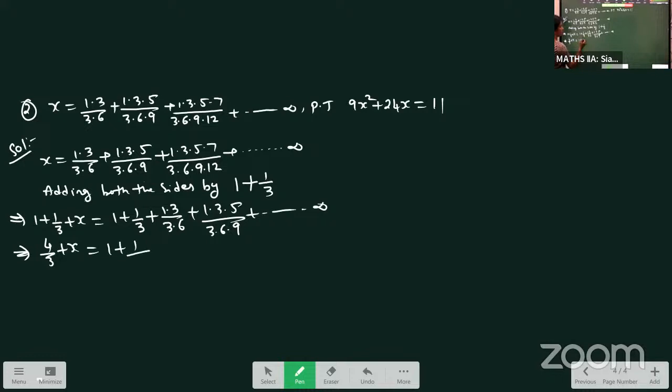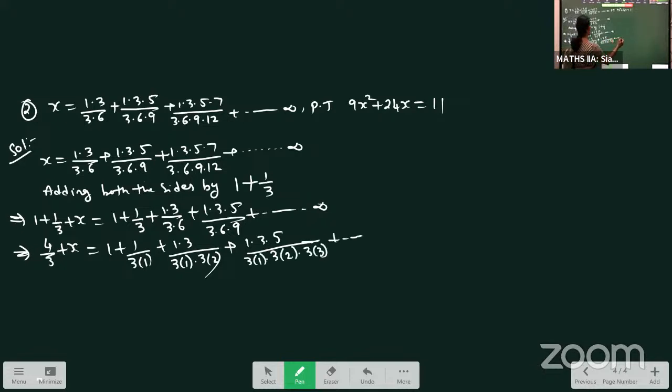if you observe the denominator, all terms are multiples of 3. So write products of 3. 3 can be written as 3 into 1. 1 into 3 by, here again 3 is 3 into 1, 6 is 3 into 2, plus 1 into 3 into 5 by 3 is 3 into 1, 6 is 3 into 2 and 9 is 3 into 3, plus so on up to infinity.